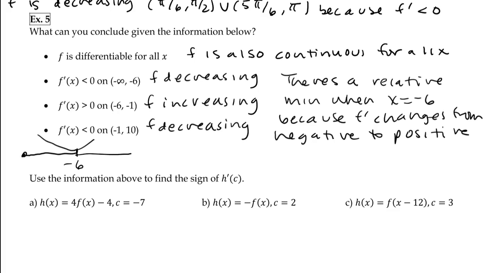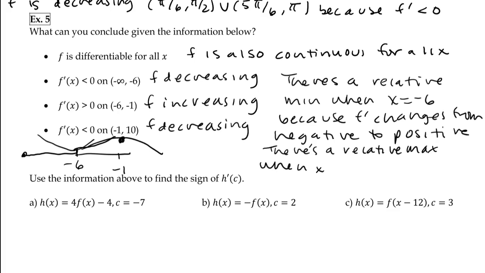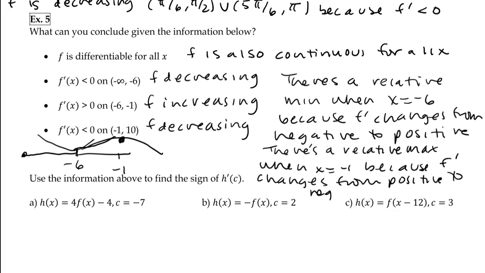What happens as I go on to -1? So from -6 to -1, we keep increasing, and then from -1 to 10, we decrease. So at -1, there should be a relative max. So there's a relative max when x equals -1 because f prime changes from positive to negative. Okay, so there's our conclusions we can make.